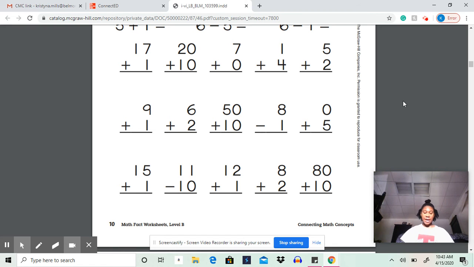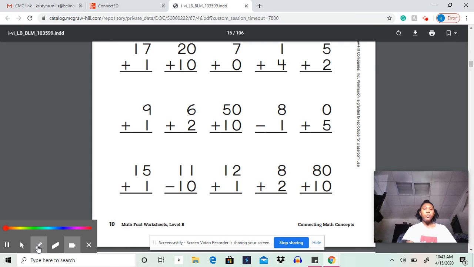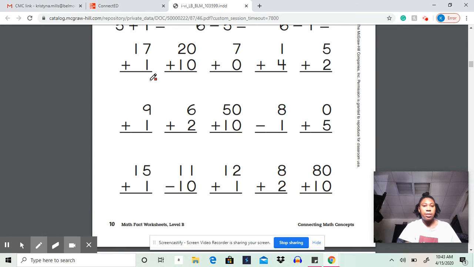Good. All right. Now we're going to move on to the rest of our worksheet. We're going to do the top row together, and then the bottom 2 rows, I want you to pause the video and do yourself. So we're going to do the top row together. 17 plus 1. So 7 plus 1 equals 8. So I'm going to write an 8 underneath. And then 1 plus 0, we're just going to bring this down. And that equals 1. So 17 plus 1 equals 18.